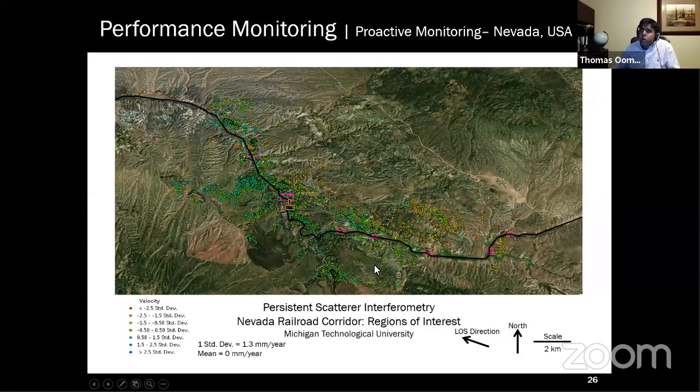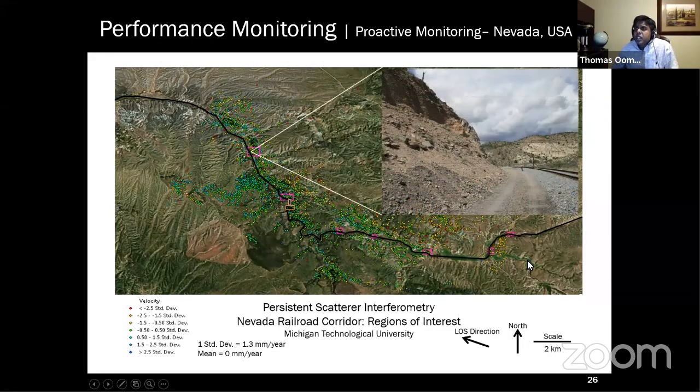And one more point that I want to show here is, you can see this area is much more unstable than this route. So even for planning future routes, if you want to decide where to build the next railroad, or if the railroad company wanted to do some expansion, they can use InSAR and figure out whether this area is safe or whether that area is safe. Those kinds of studies can also be done with InSAR.